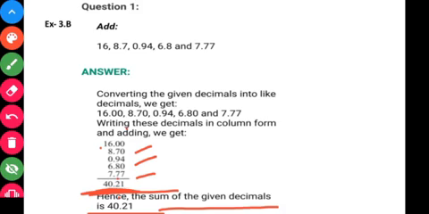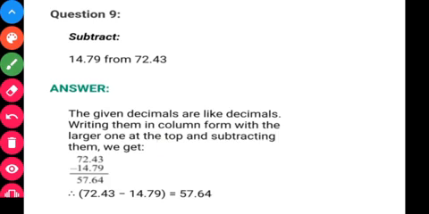Hence the sum of the given decimals is 40.21. Understand? So for addition or subtraction, first we convert the given decimals into like decimals, then add or subtract whatever is given. You can do the remaining questions, that is sum or subtraction, similarly.